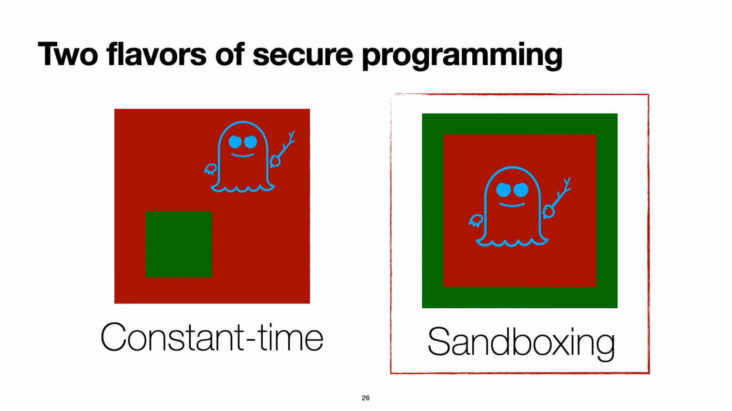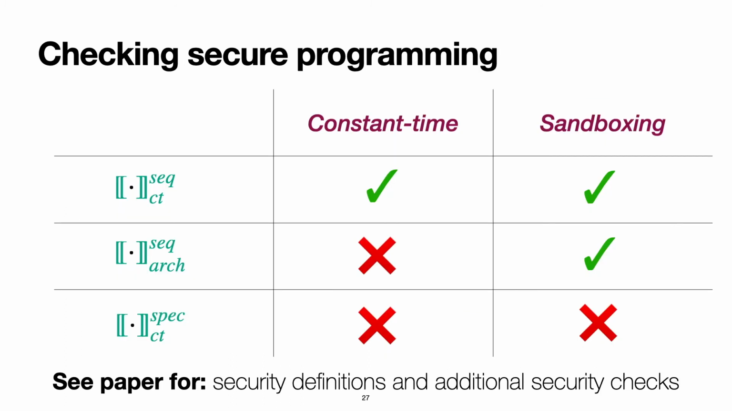In the paper, we generalize traditional constant time and sandboxing notions to work for arbitrary contracts, since traditional notions are not enough in a post-Spectre world where processors might leak through speculatively executed instructions. This table summarizes whether programs that satisfy traditional notions can be run securely on a processor that satisfies a given contract. In particular, a checkmark denotes that programs that satisfy the traditional notions can be run securely, while a crossmark denotes that programs need to satisfy additional security checks beyond traditional constant time and sandboxing.